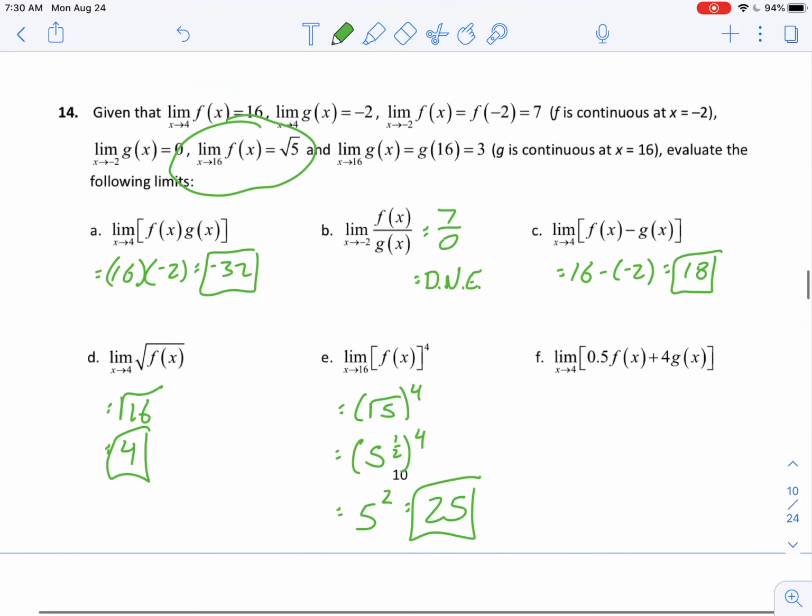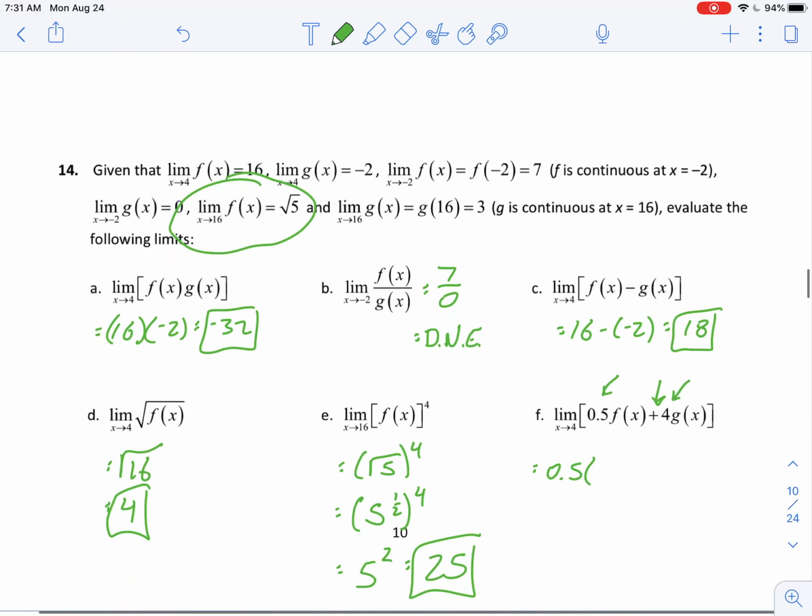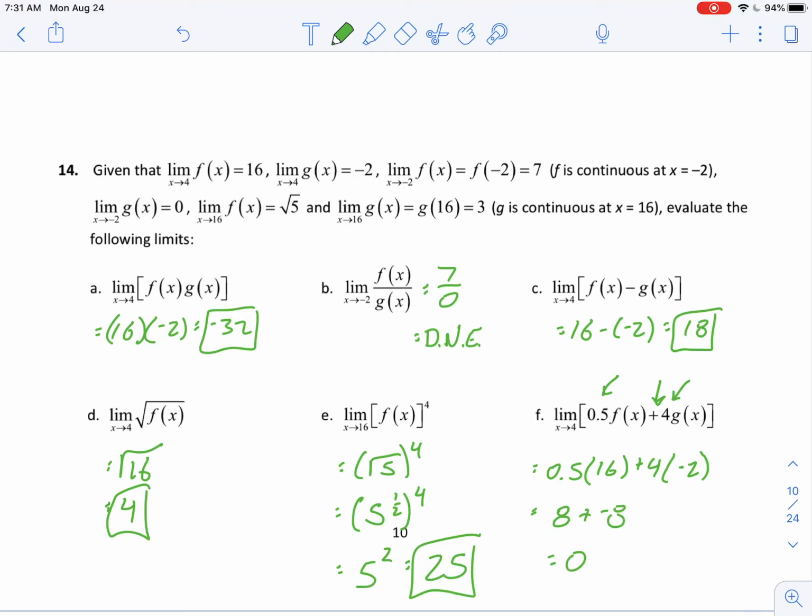And here in part F, I have both a sum and the scalar property. Again, this is simpler than it might seem at first. This is just 0.5, and the limit as x approaches 4 of f of x was, what is that, 16? Plus 4 times the limit as x approaches 4 of g of x, negative 2. So half of 16 is 8, minus 8, so 0.